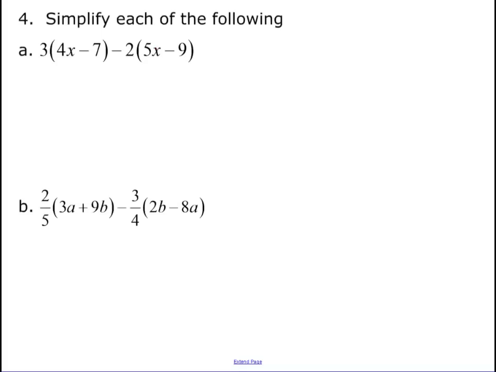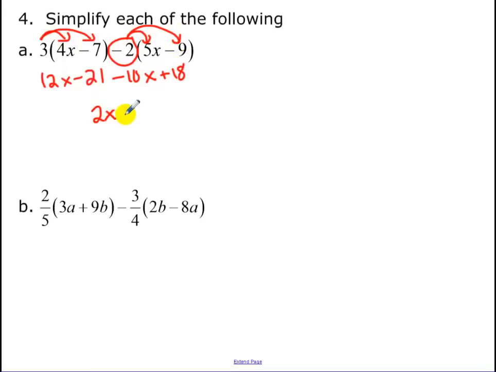Simplify now. So now we're going to be using our distributive property. Distribute the 3 to everything inside the parentheses. Distribute the negative 2 to everything inside the parentheses. Negative times a negative is a positive 18. So I have 2x minus 3.